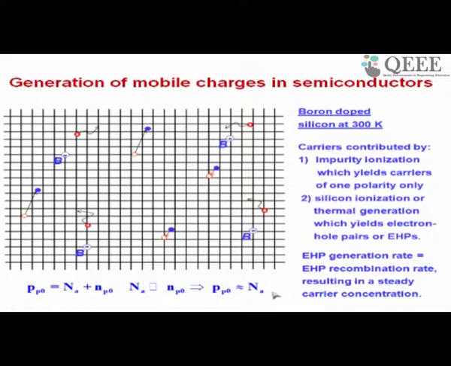Now this is how we have understood how carriers are created in a semiconductor, right? So we have said that there are two processes by which carriers can be created. One is called impurity ionization. If you are introducing impurity in the semiconductor in the form of phosphorus or boron, then those impurities get ionized at room temperature and they give away free carriers. And you also have thermal generation, so silicon bonds breaking and ionizing. So these are the two sources of carriers in a semiconductor.